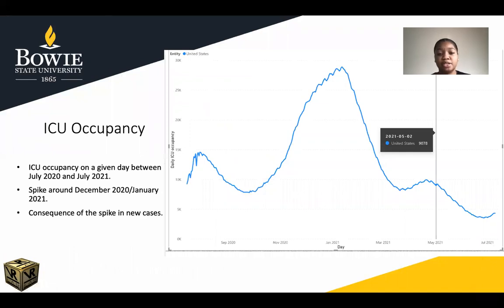This line graph shows ICU occupancy, or total patients in the ICU on a given day between July 2020 and July 2021. As shown in previous visualizations, we can see a spike around December 2020. Frontline healthcare providers were hit hard during COVID-19. A high ICU occupancy doesn't just mean limited beds, it also means limited experienced care personnel and equipment as well.